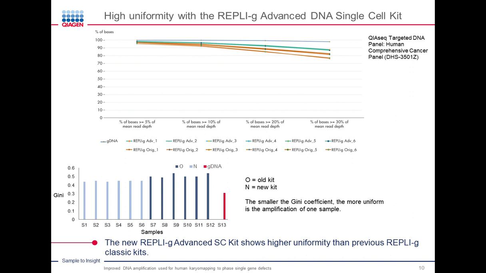Another way to look at this is the Gini coefficient. The Gini coefficient allows us to look at the uniformity. The smaller the Gini coefficient, the more uniform the amplification is of a single sample. So here we're looking at, in the light blue, the new REPLI-g Advanced single cell DNA kit. In the dark blue, our classical REPLI-g kit. And in red here, we're looking at the genomic DNA. And you can see here the lower Gini coefficient associated with the REPLI-g Advanced kit, showing higher uniformity across the samples that were processed.